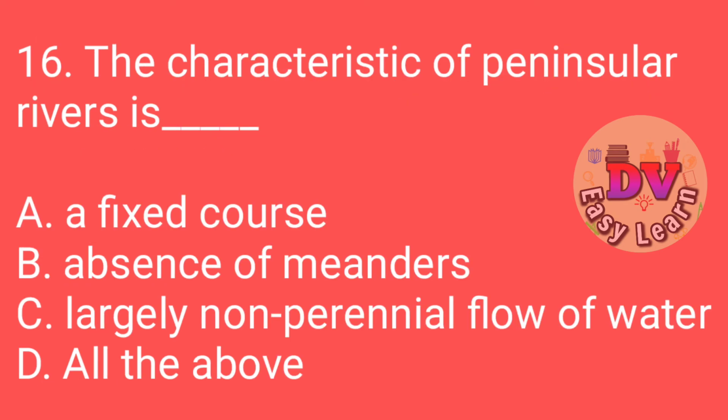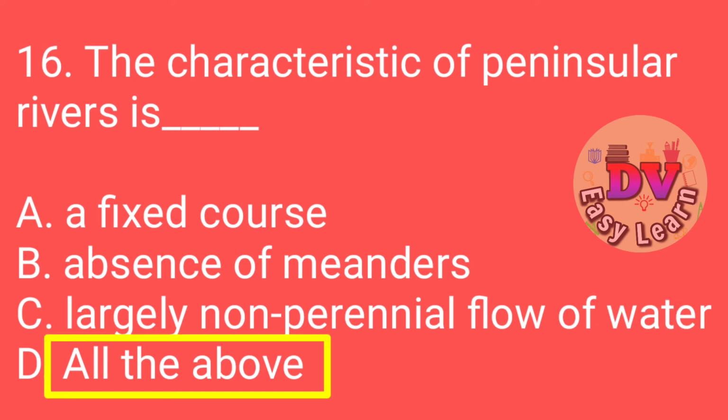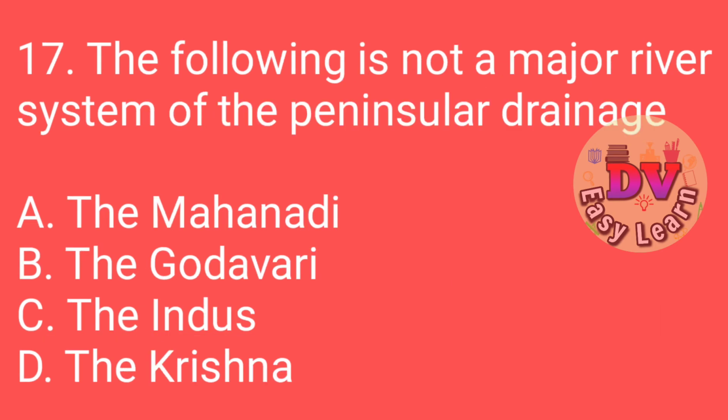Question number 16. The characteristic of peninsular rivers. Correct answer: all the above. A fixed course, absence of meanders, largely non-perennial flow of water. Question number 17. The following is not a major river system of the peninsular drainage. Correct answer: the Indus.